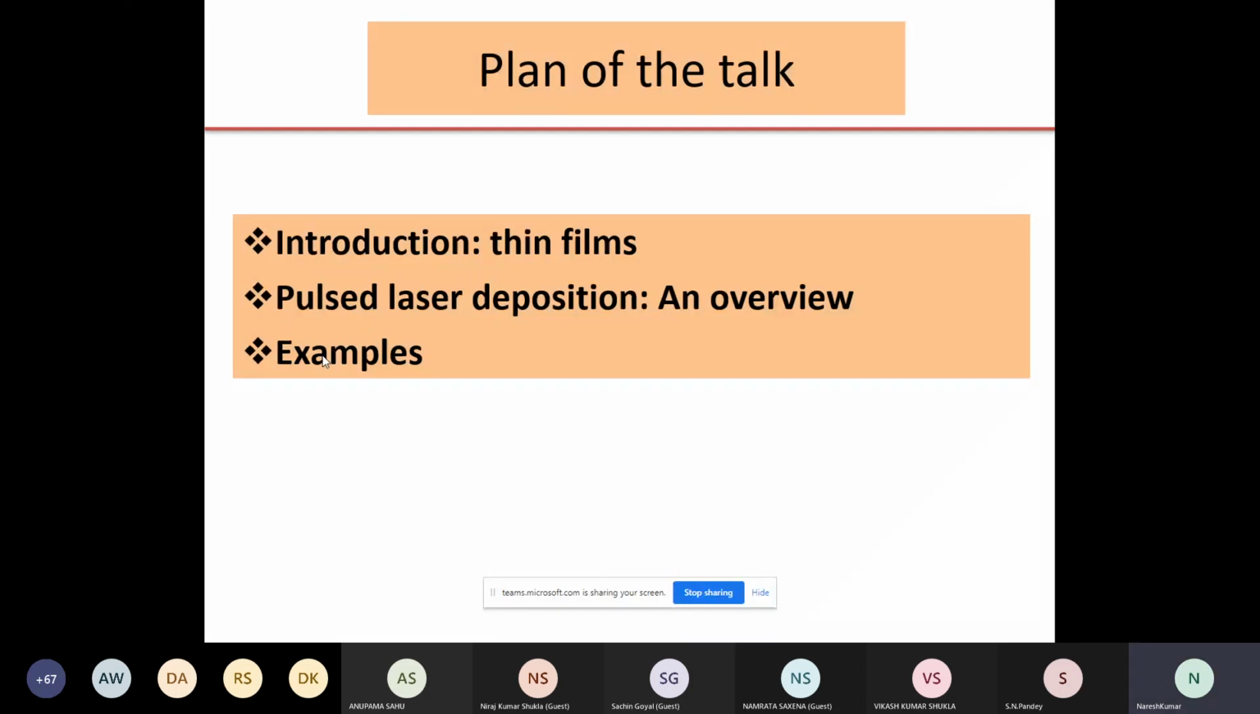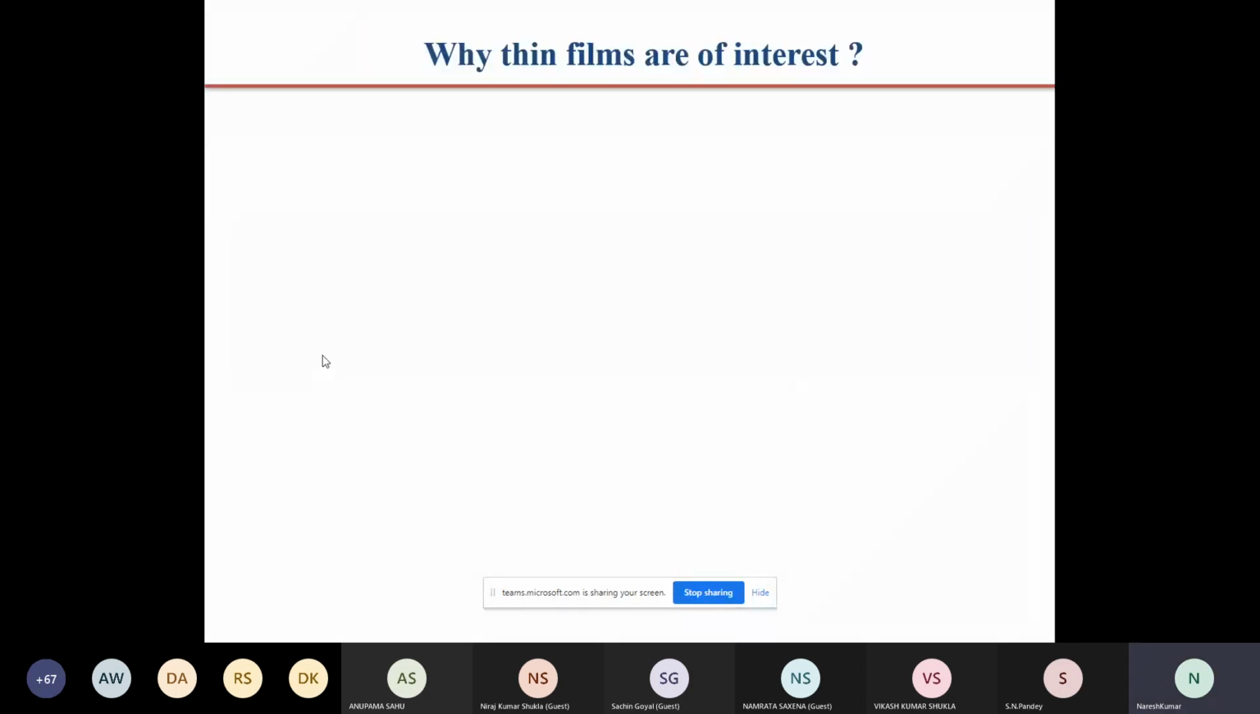So I think one may ask the question, why do we study thin films, or why do we prepare thin films at all? That's a very simple question. Why do we deposit thin films? Why do we study thin films? Why are they of interest?